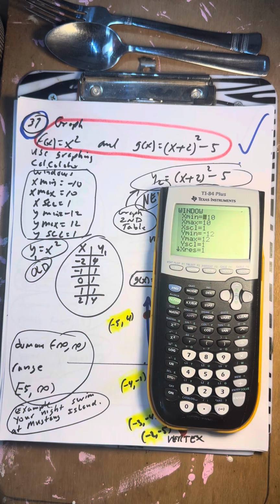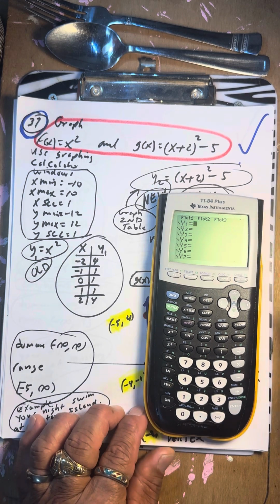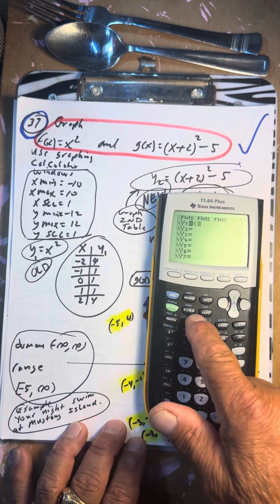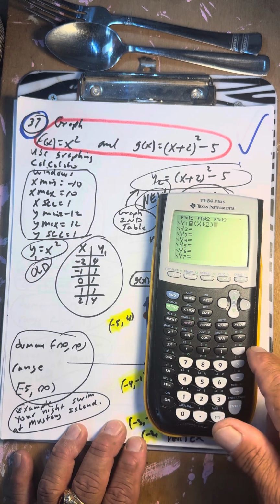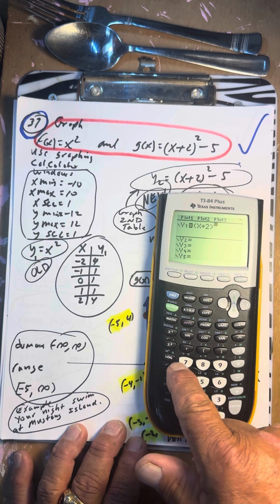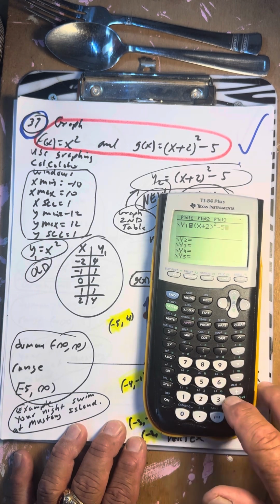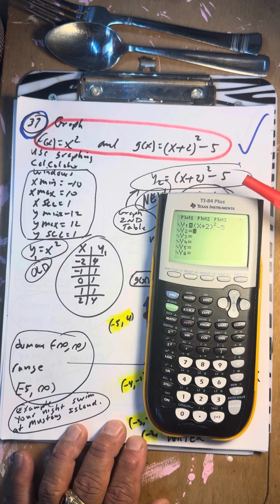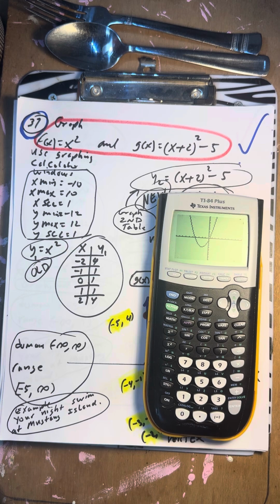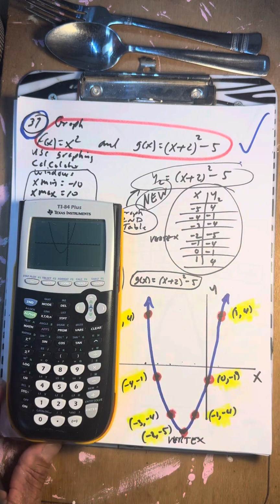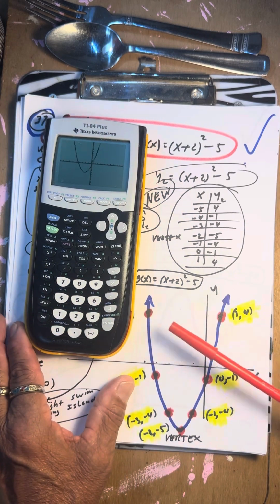Yep. Let's then go to Y. And what is it? X plus 2, parentheses, X plus 2 to the power of 2. Okay. And minus 5, big minus sign, 5, enter. Does that look like the one? Yep. So now we hit graph. That's the graph, which looks kind of like this one here.